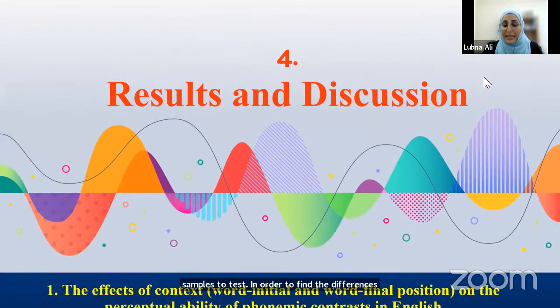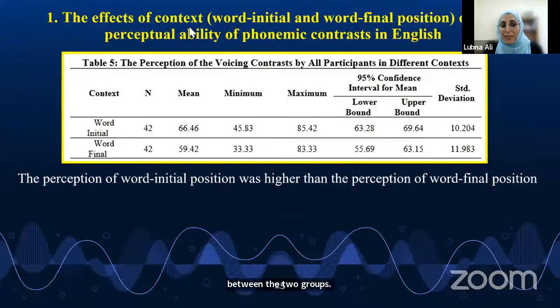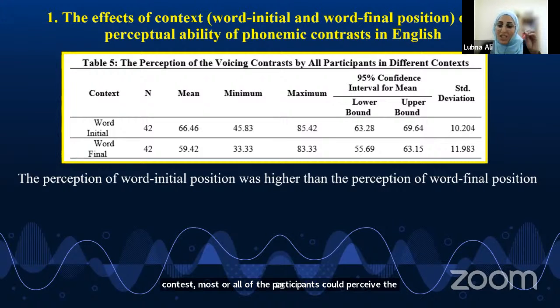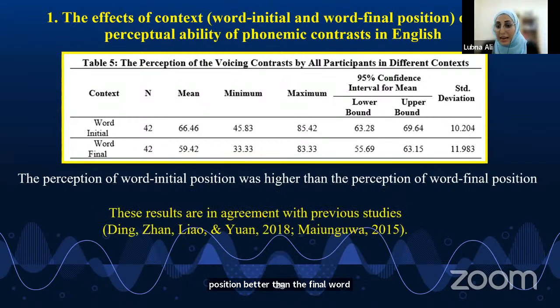As a result, yes, for the first question, the effect of context, yes, there is a difference in the effect of context. Most or all of the participants could perceive the words or the phonemic contrasts in the initial word position better than the final word position, and that's in alignment with previous research.